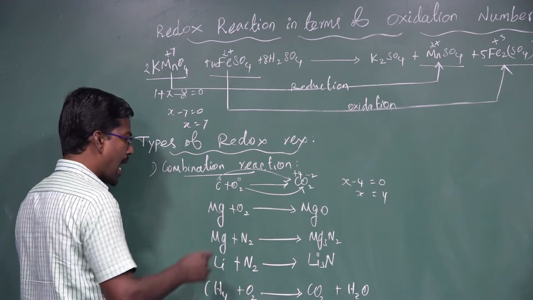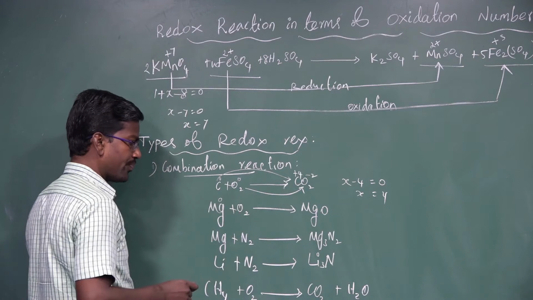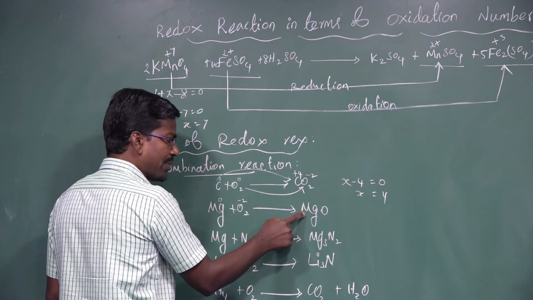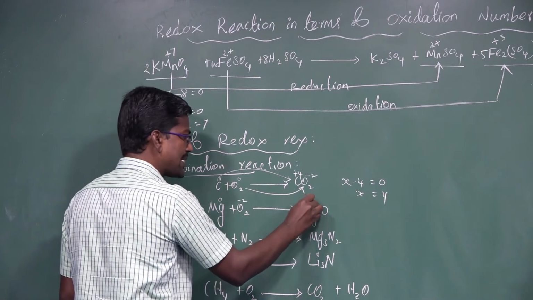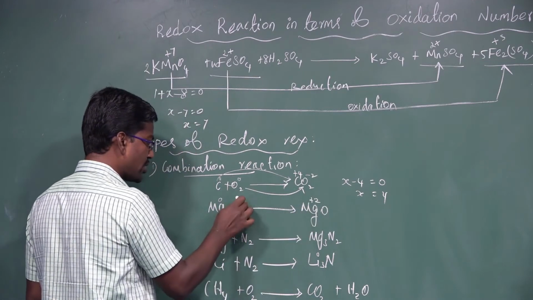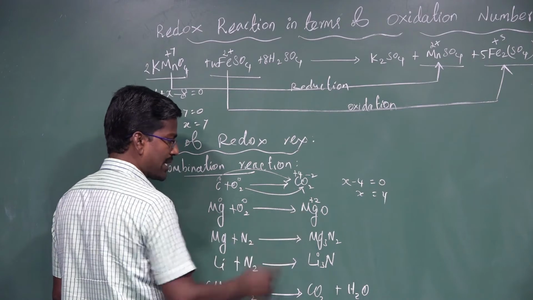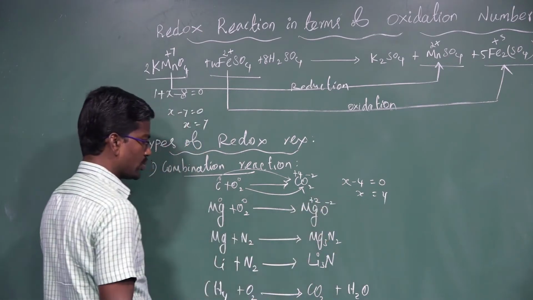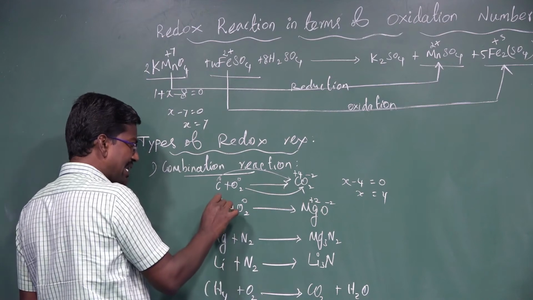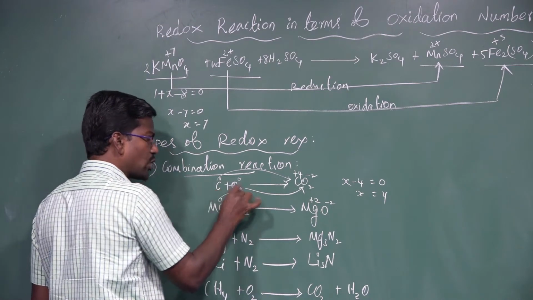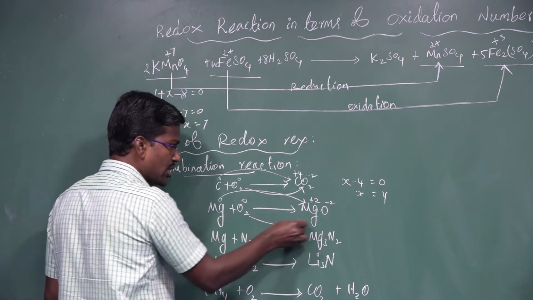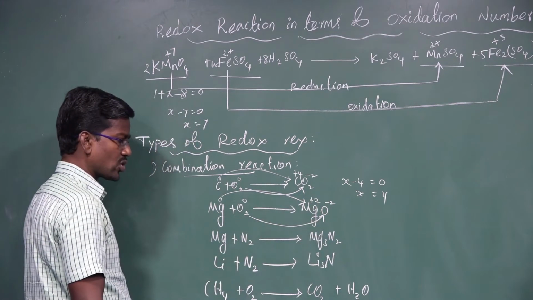Next one. The oxidation state of magnesium is 0, and of oxygen is 0. In magnesium oxide, the oxidation state of magnesium is plus 2 and of oxygen is minus 2. Here the oxidation number of magnesium increases from 0 to plus 2. Another one, the oxidation number of oxygen decreases from 0 to minus 2. This process is also a redox process.